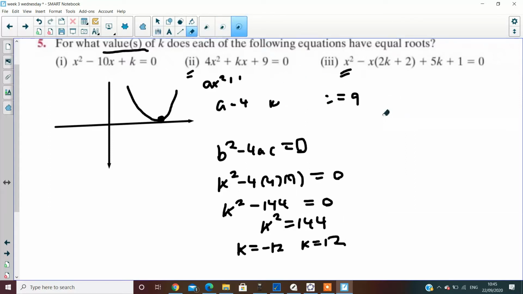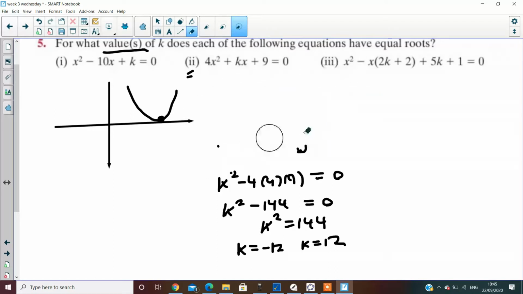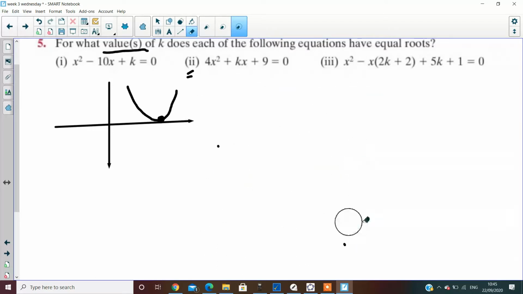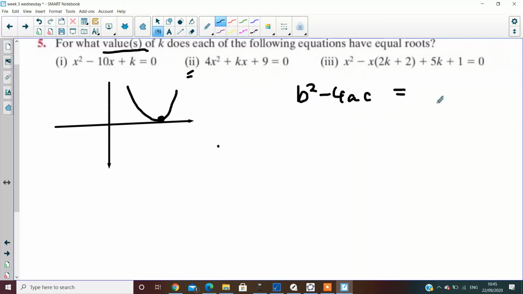Next one, you're doing the minus b formula again. B squared minus 4ac equals 0. Are you listening? Now, this question is slightly harder. What's the a value? The a value is 1. What's the c value? C value is what? Okay. Now what's the b value?